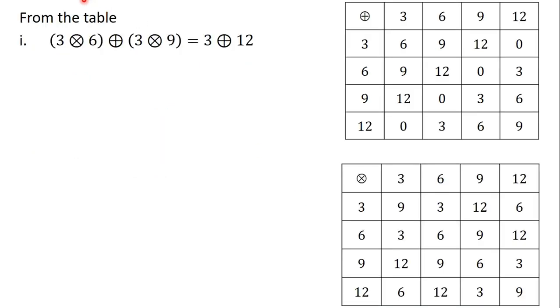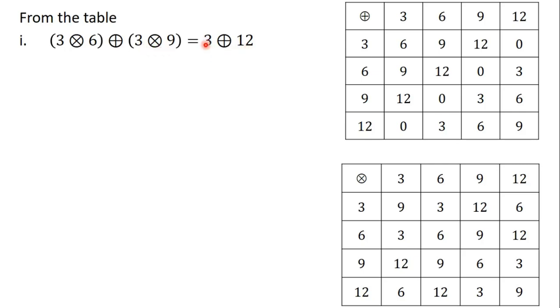So let's begin. The first one says that we should use our table to evaluate 3 times 6 plus in brackets 3 times 9. So you have to find 3 times 6 from the table. From the table, 3 times 6 will give us 3. So the content of the first bracket, that is 3 times 6, will give us 3. So you have 3 plus, you have to find 3 times 9 from the table. From the table, 3 times 9 will give us 12. So 3 times 6 will give us 3, and 3 times 9 will give us 12.